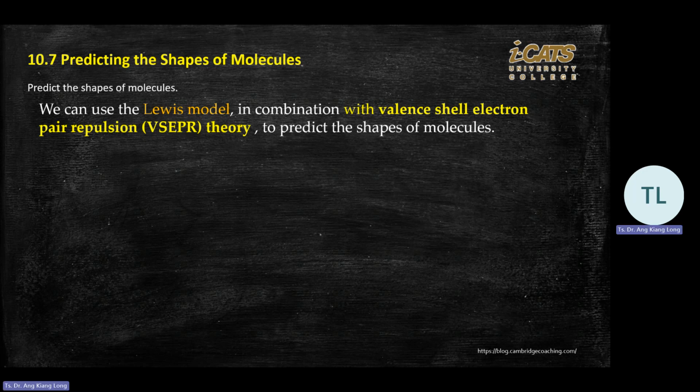VSEPR is valence shell electron pair repulsion theory, but we won't go deep into that. It's just a theory to predict the behavior of chemicals. Just for info, if in test 1, test 2, or final exam you see VSEPR theory, it means it asks you to use the table to predict already.